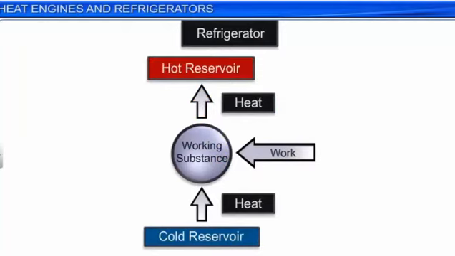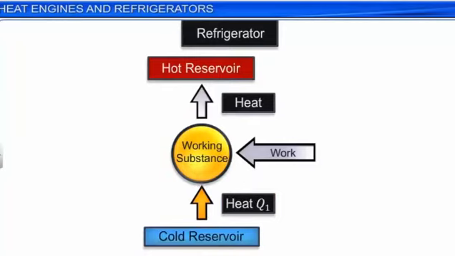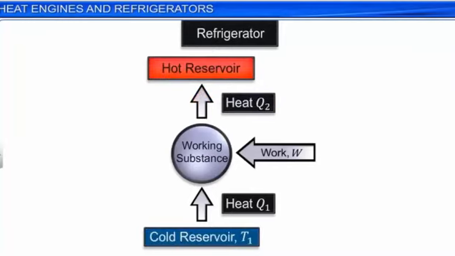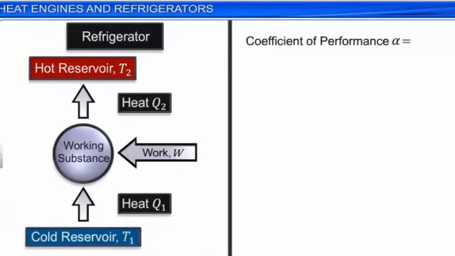Assume that the working substance receives heat energy Q1 from a cold reservoir at a temperature T1, and after W work is done on the system, it rejects heat energy of Q2 to a hot reservoir at a temperature T2. The coefficient of performance alpha of a refrigerator is defined as the ratio of heat taken from the cold reservoir to the work done.